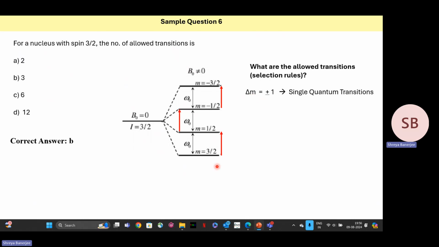Then the allowed transitions possible are 3/2 to half, where there is a delta M of 1. Half to minus half, again there's a delta M of minus 1. And minus half to minus 3/2, where there's a delta M of minus 1. So the red lines shown are the only possible allowed transitions. So there are 3 allowed transitions. So the correct answer is B, that is 3.